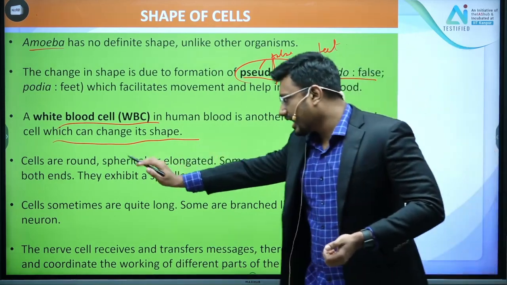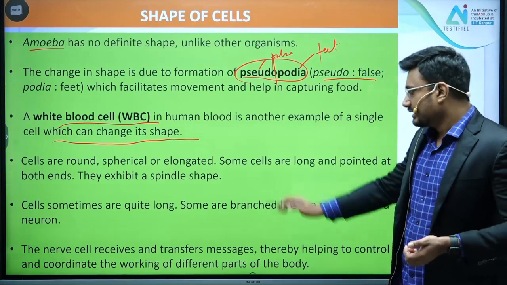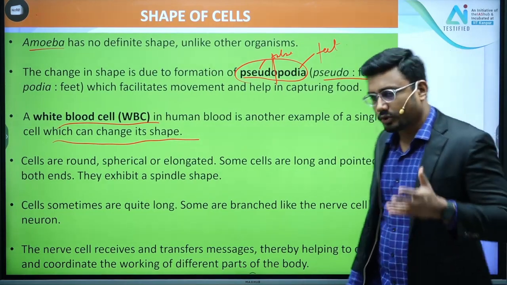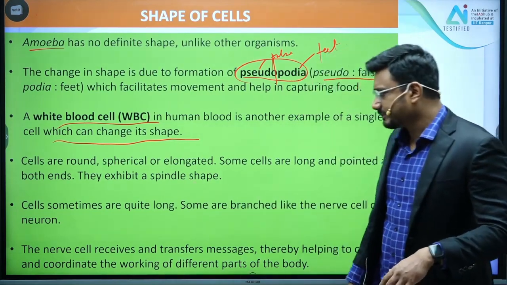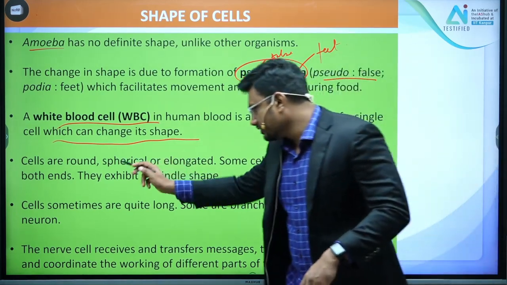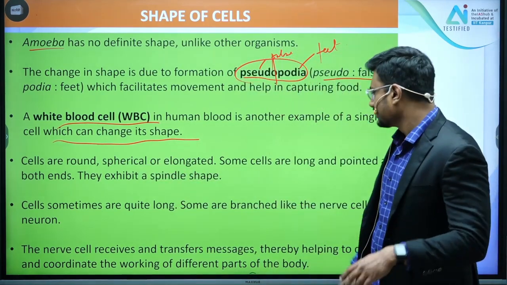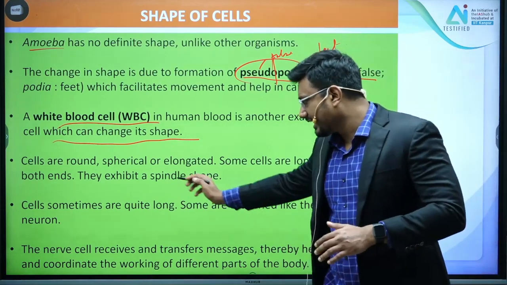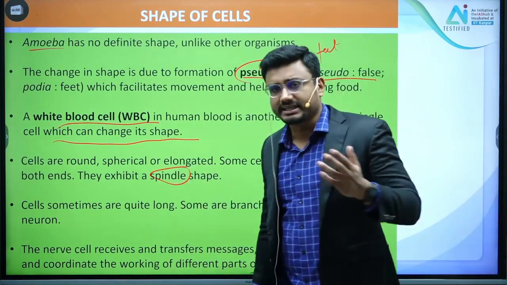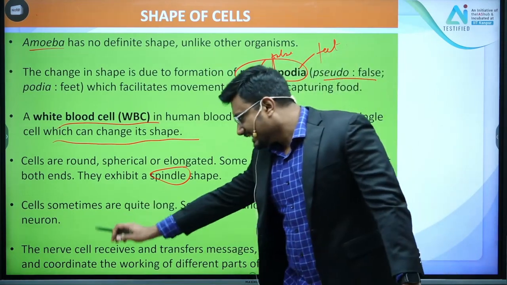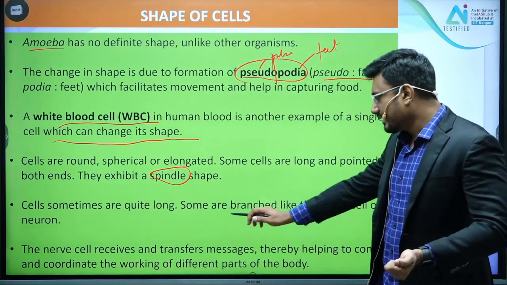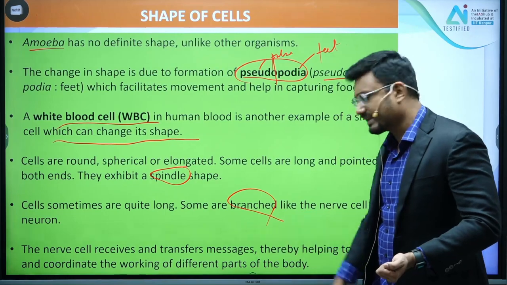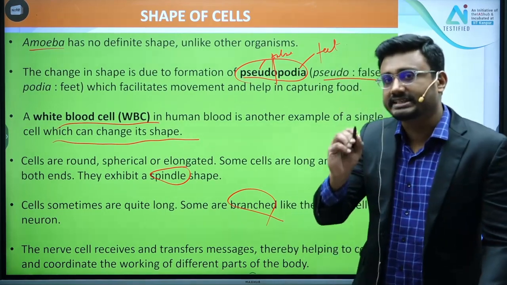Cells can be round, spherical or elongated. Some cells are long and pointed at both ends, and they exhibit a spindle shape. Cells sometimes are quite long. Some are branched. This is a very important point, that some cells are branched.